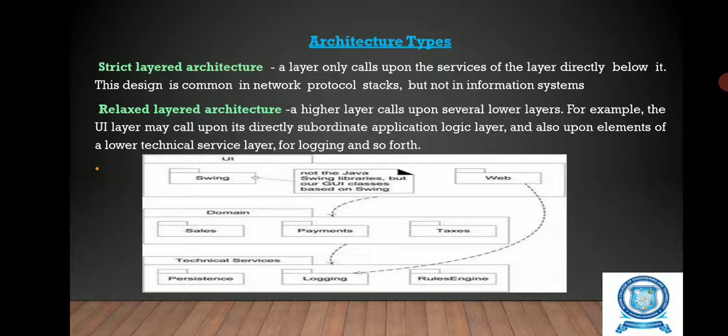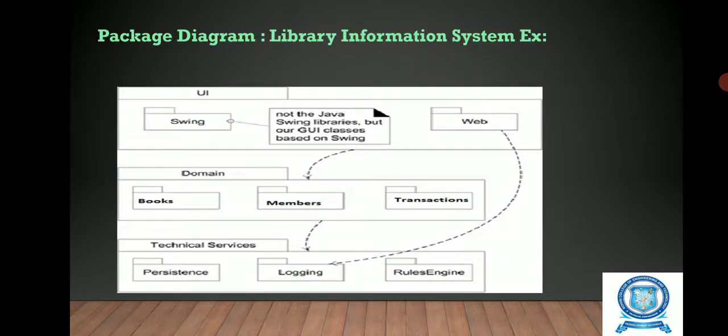So, consider this diagram, which shows the architecture types. The strictly layered architecture has the UI layer first, then the domain layer, then technical services. This is a diagram showing the package diagram for the library information system. This is another example: first the UI layer, domain layer, technical services layer.